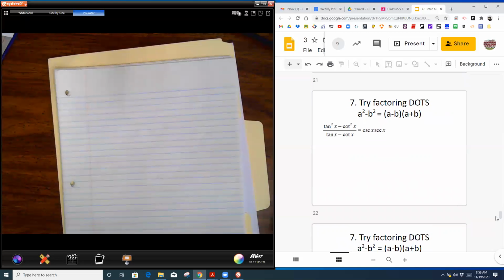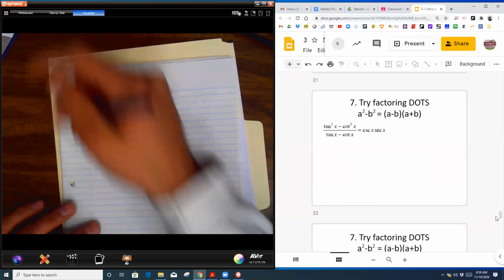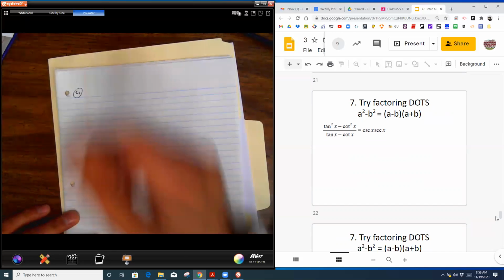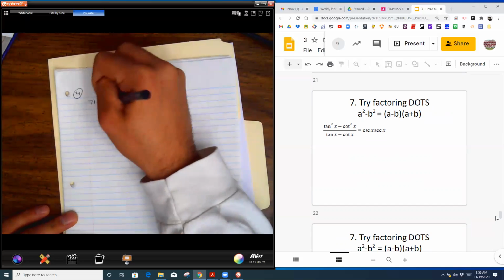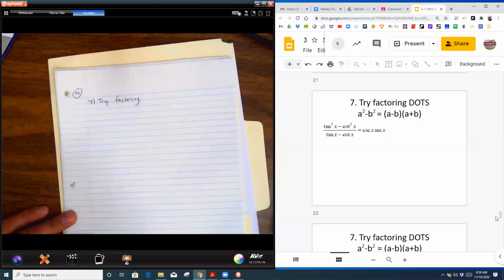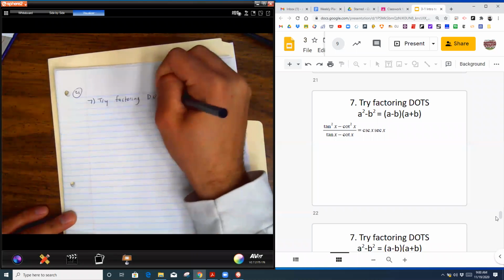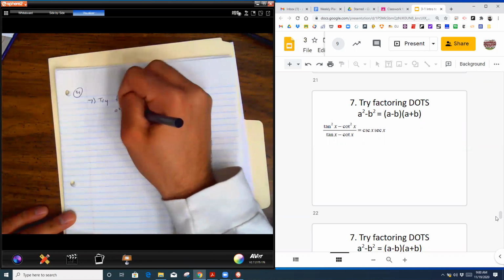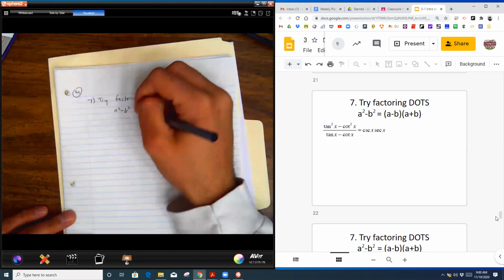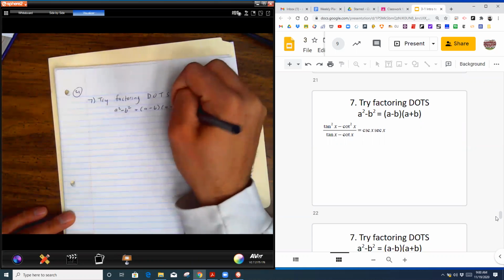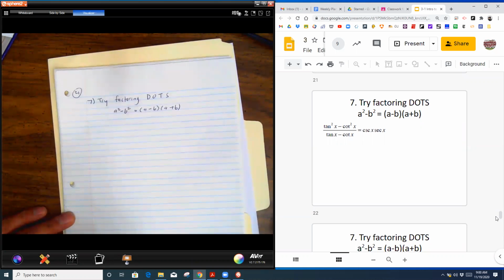So this is now slide 21. The 7th rule is try factoring, dots, which means difference of 2 squares. So if you have 2 perfect squares, like a squared minus b squared, that could be rewritten as a minus b times a plus b.